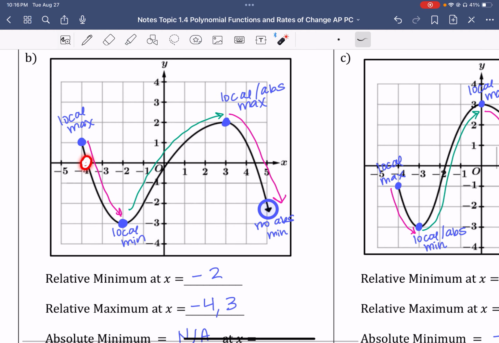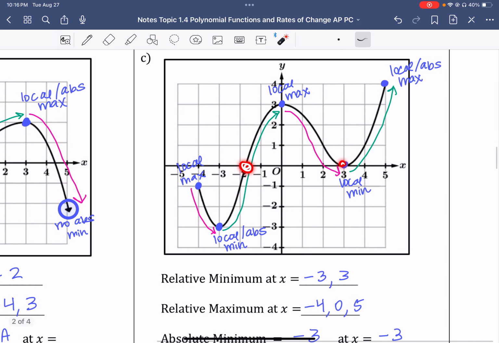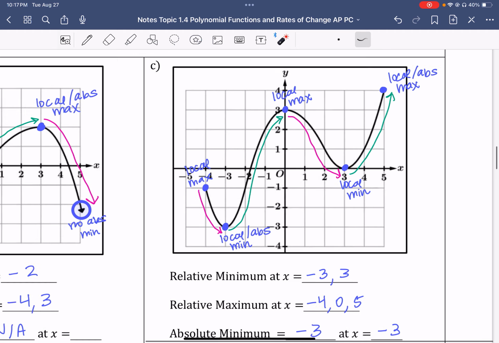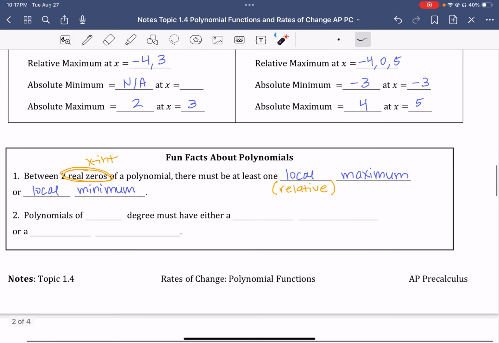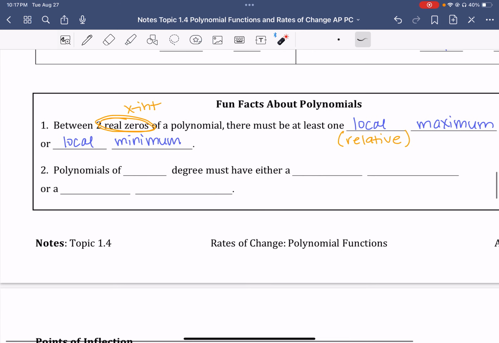So I have an x-intercept here and there, and in between that, we have a minimum. Okay? In between this x-intercept and that x-intercept, we have a maximum. In between this x-intercept and that x-intercept, we have a maximum. So that's all that's saying. So if there's two x-intercepts, that means there has to be either a local max or a local minimum in between.